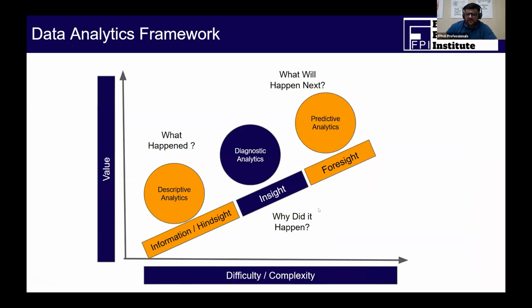Now we move from diagnostic to the next one, which is predictive analytics. Here we try to figure out what will happen next: what will be the next quarter, next month, the next few months, next few weeks, how will that look? So, moving from diagnostic to predictive analytics.